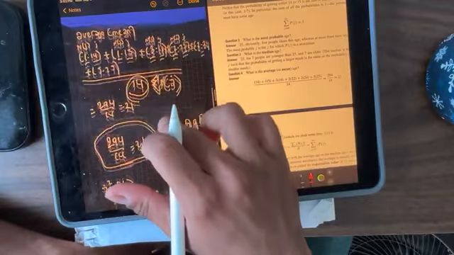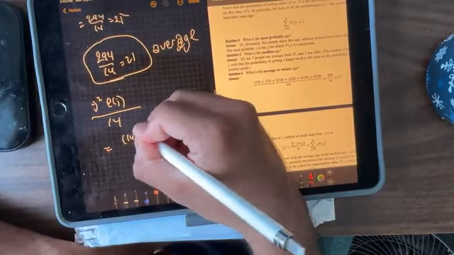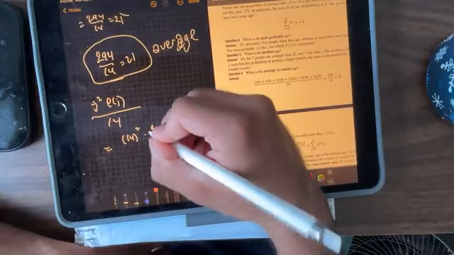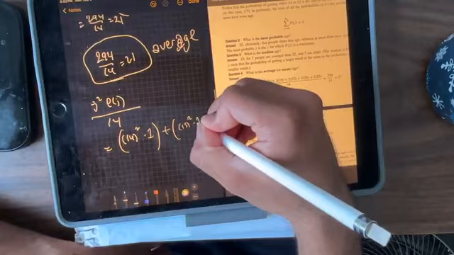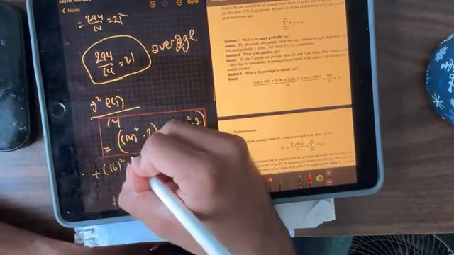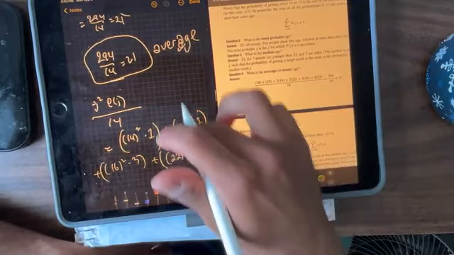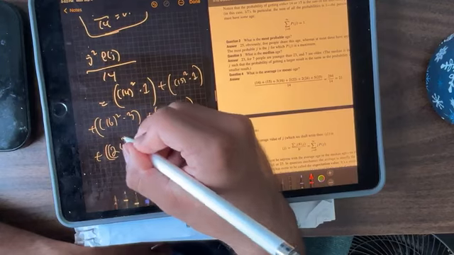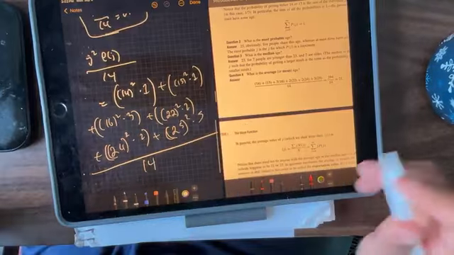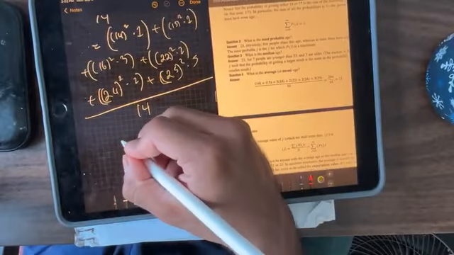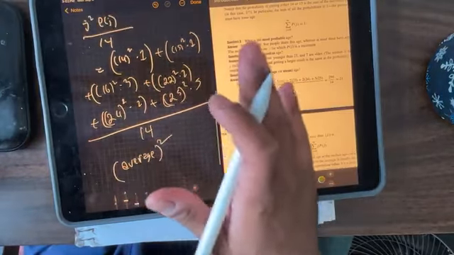J is the age itself, so you'd have 14 squared times 1 by 14, or 14 squared times 1, plus 15 squared times 1, plus 16 squared times 3, plus 22 squared times 2, plus 24 squared times 2, plus 25 squared times 5, everything divided by 14. So you're going to get your average square, whatever the solution is.